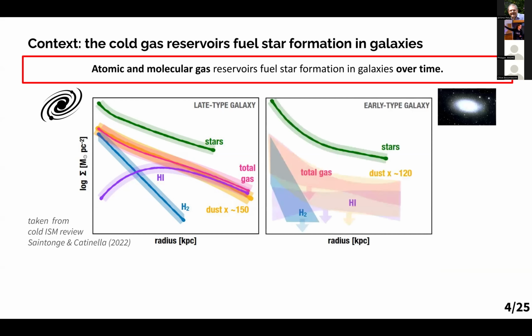The right plot is showing the same kind of profile for an elliptical galaxy, where the stars have almost fully consumed the gas reservoirs. And the idea is to understand a bit more this interaction between the cold gas reservoir and how it collapses to form stars, but also the reverse arrow, how the newly formed stars are impacting the gas reservoirs.